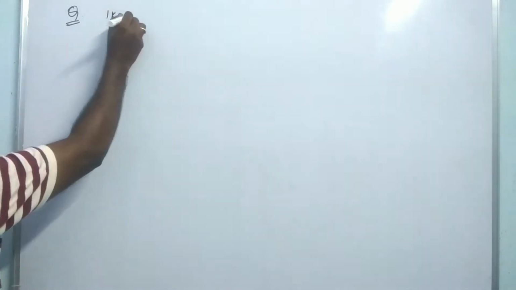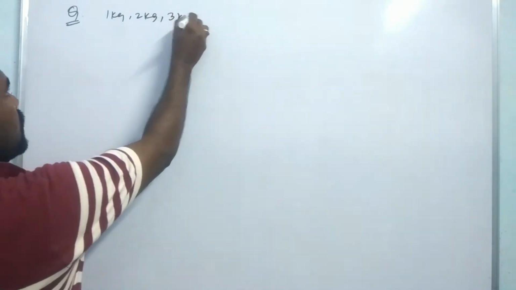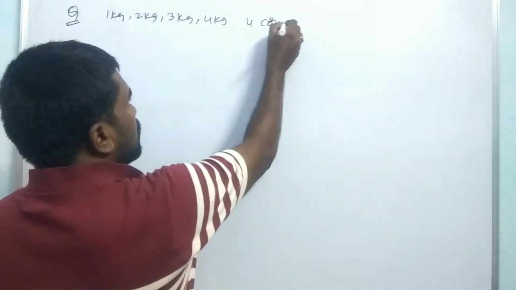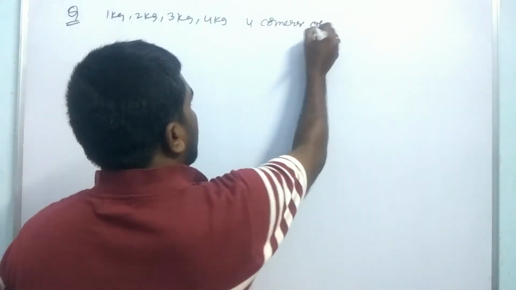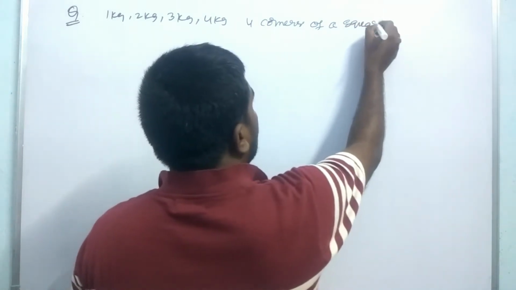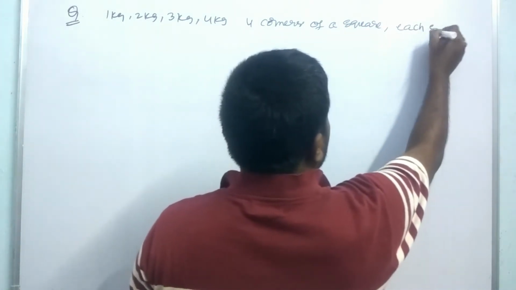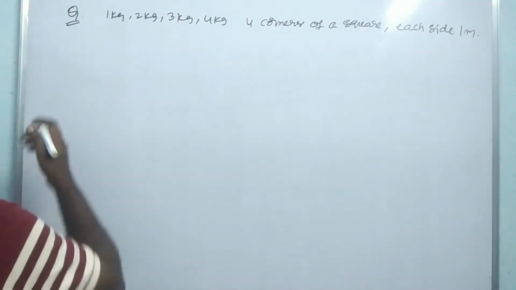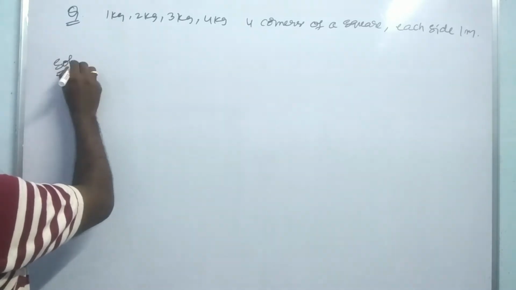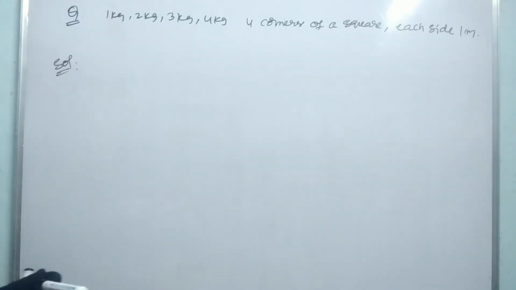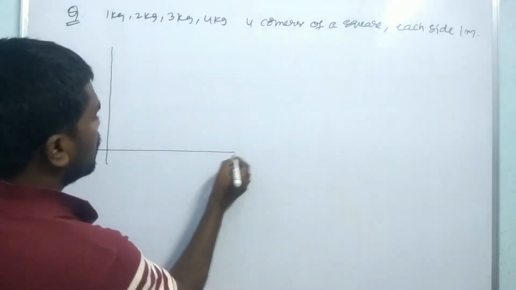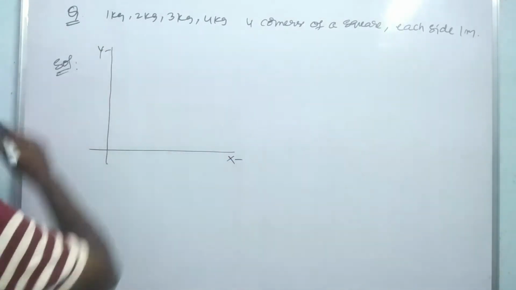Here 1 kg, 2 kg, 3 kg and 4 kg particles are arranged at the four corners of a square, each side 1 meter. Find the center of mass of the square. Let us see how we can find it. These are the four corners. This is the x-axis and this is the y-axis.